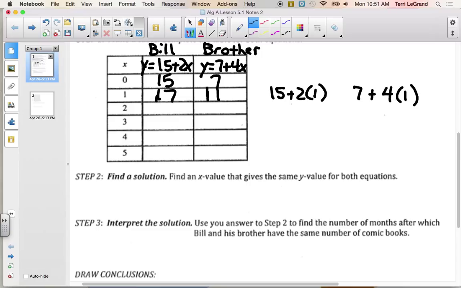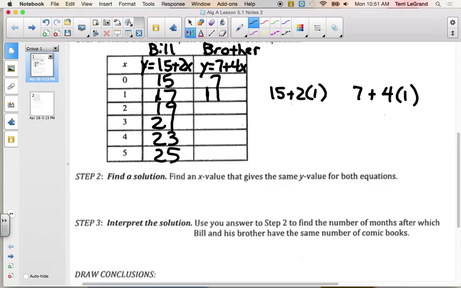What's really happening in the column for Bill? What happens to the y value? You just go up by 2. He's adding 2 every month, and since the months are going up a month at a time, we should be able to just keep adding 2, right?